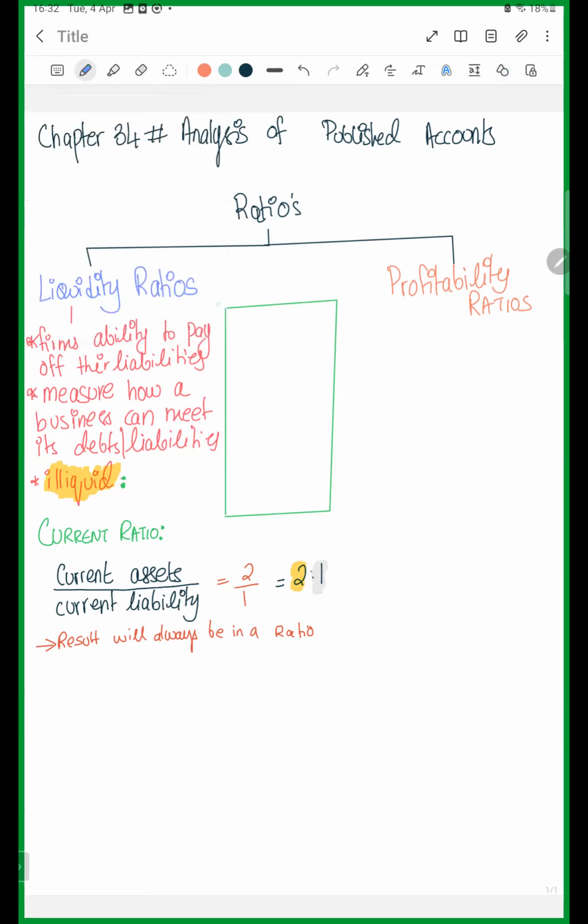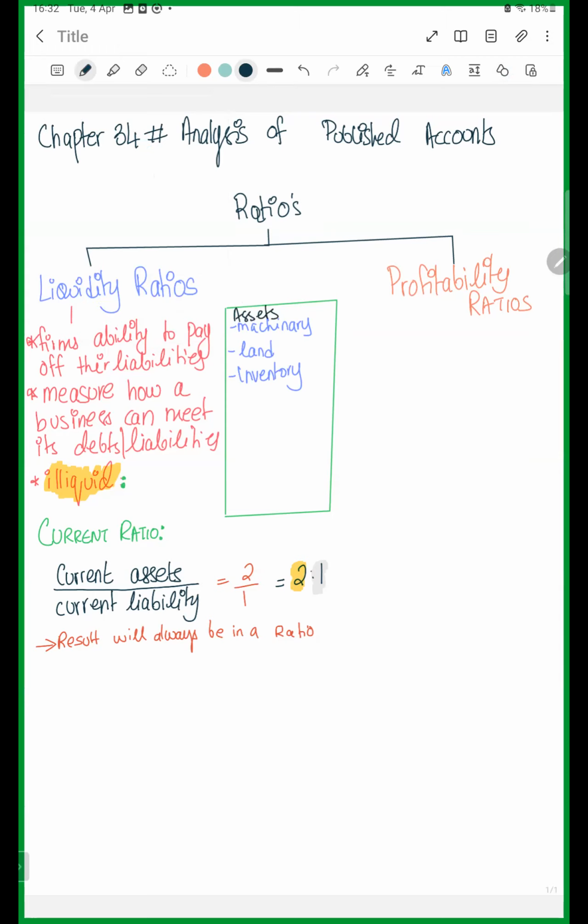Machinery? Yeah. Their land, right? Inventory, right? So these are types of your current assets.